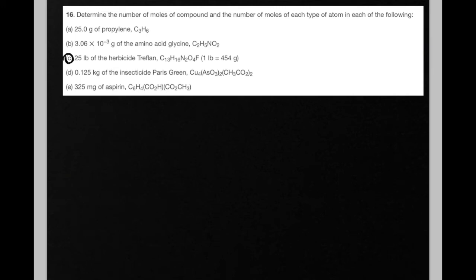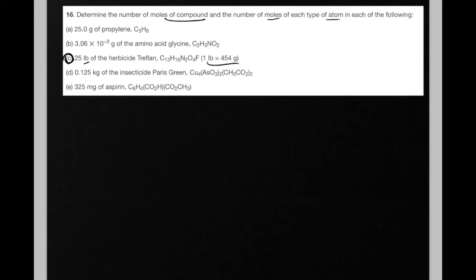Problem 16 in the OpenStax Chapter 3, we've got a problem C here. We need to convert 0.25 pounds of this herbicide Treflan into moles of compound and then moles of each type of atom. And we've got several atoms here: carbon, hydrogen, nitrogen, oxygen, and fluorine. And they also give us pounds, and they give us some information here.